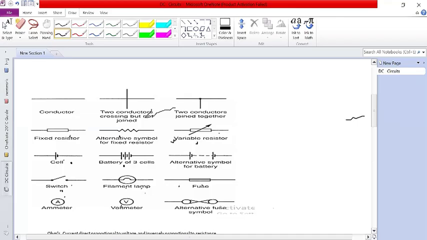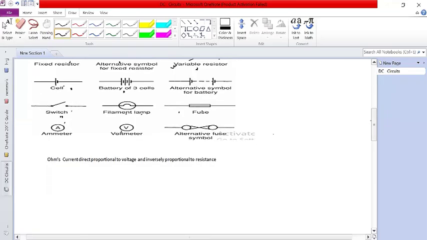Then we have an ammeter. An ammeter is used to measure the amount of current in a circuit, and it's always connected in series. Then we have a voltmeter, which is used to measure voltage. The voltmeter is always connected in parallel.